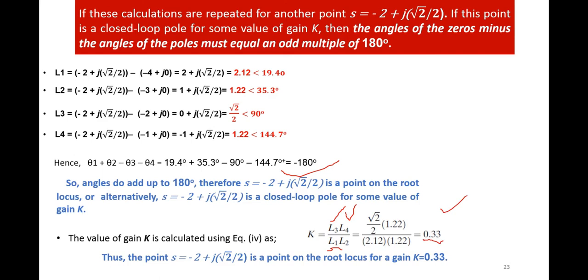So this is the value of k. This is the way to find the values of k when the operating point on the root locus is given, and vice versa. We can also find it the other way around.